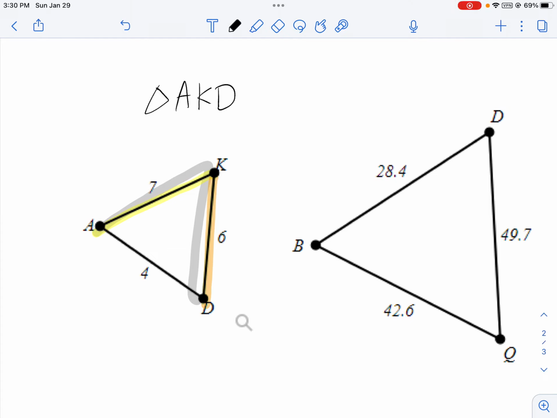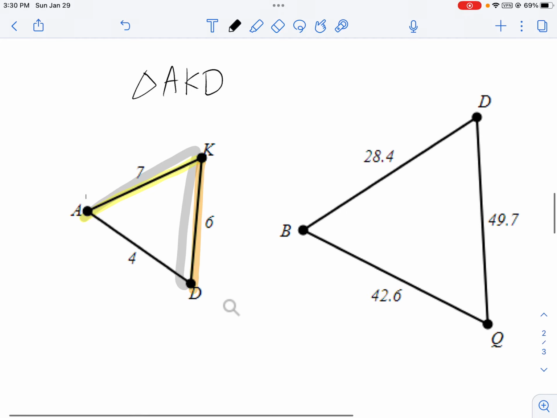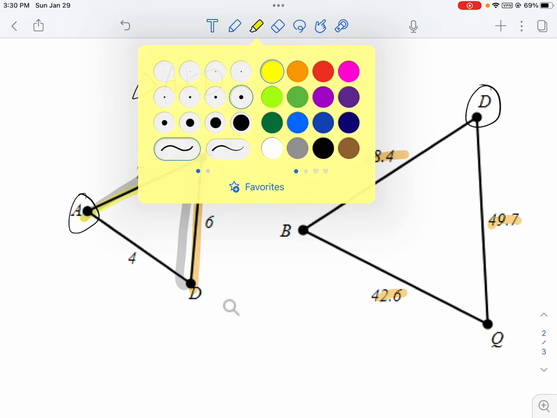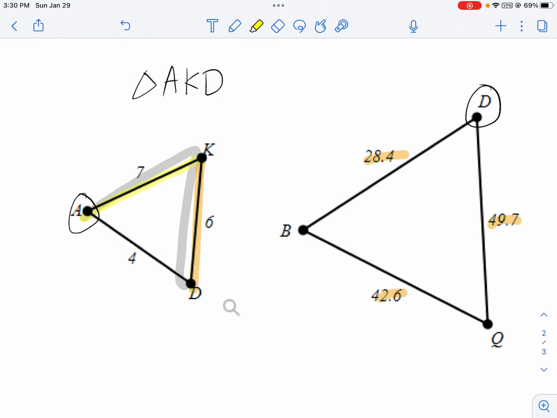7 is the largest side, 6 is the medium side, and 4 is the smallest. We go from the vertex that's between the smallest and largest, which for our three numbers is going to be D. Of these three numbers, 28 is the smallest, 49 is the largest, and 42 is the medium. So if we want to write an equivalent similarity statement, we have to start at D.